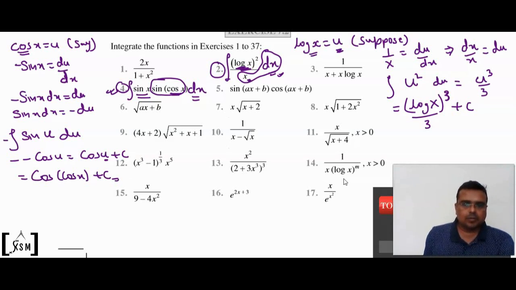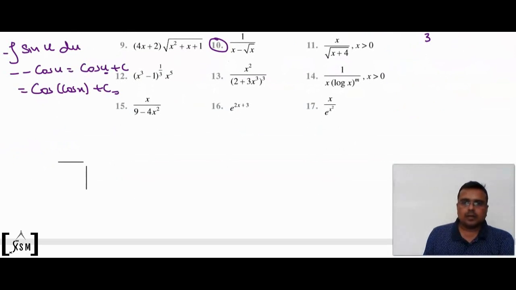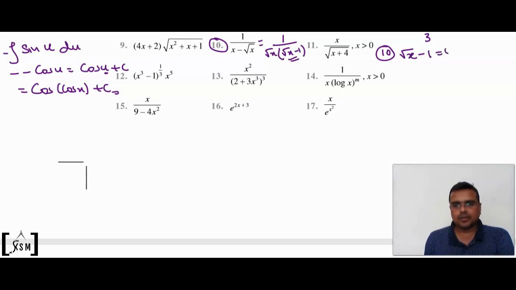Okay, let's do number 10. I'm solving it here, number 10. It is 1 over x minus root x. So I will rewrite it nicely as 1 over, taking root x common from both the terms in the denominator. So I will suppose this as u. My supposition is root x minus 1 equal to u.